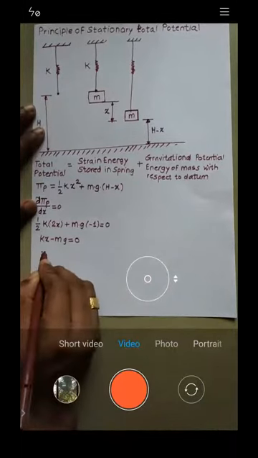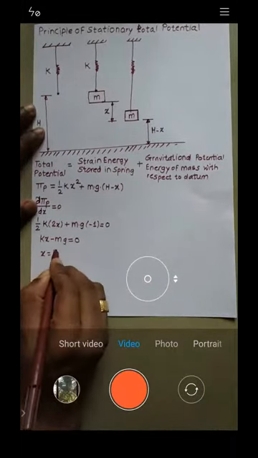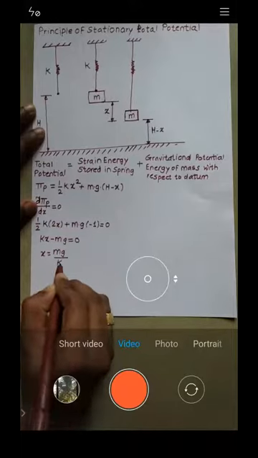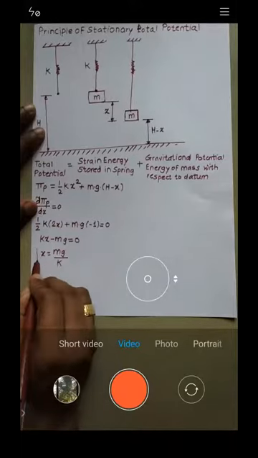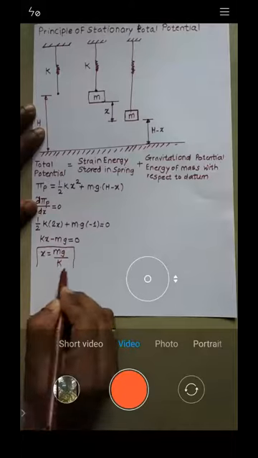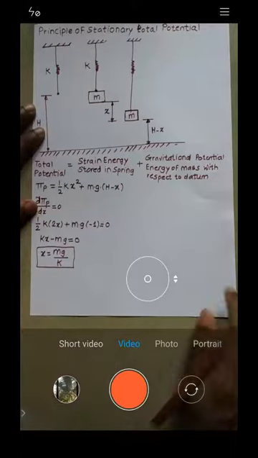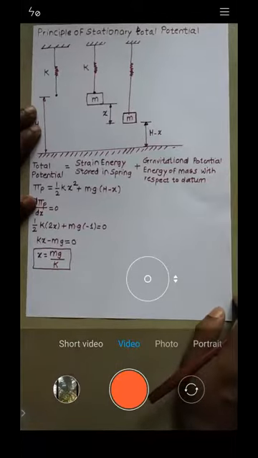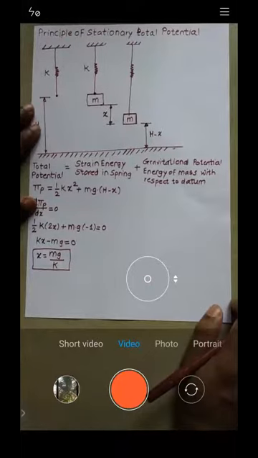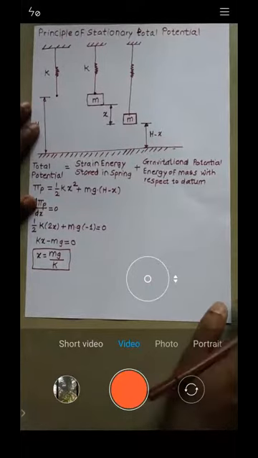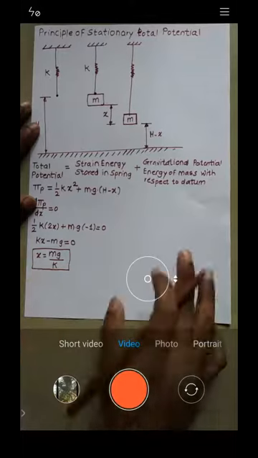So what value of x will I get? x is equal to m g by k. This is the displacement of the mass, or the spring, you can call it. So x is given by m g by k.